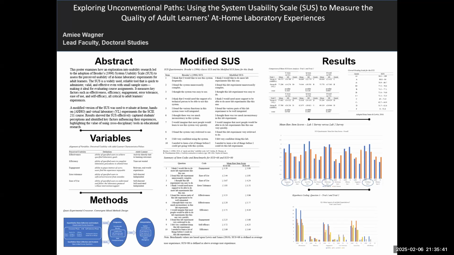The System Usability Scale, or SUS, is a widely recognized and widely used tool for assessing perceived usability. It's reliable, quick to administer, and valid, even with small sample sizes, qualities that make it ideal for use in educational research. The SUS evaluates key factors that impact the usability of a system, including effectiveness, efficiency, engagement, error tolerance, ease of use, and self-efficacy. And as previously mentioned, those same factors are crucial in creating an optimal learning environment for adult learners.